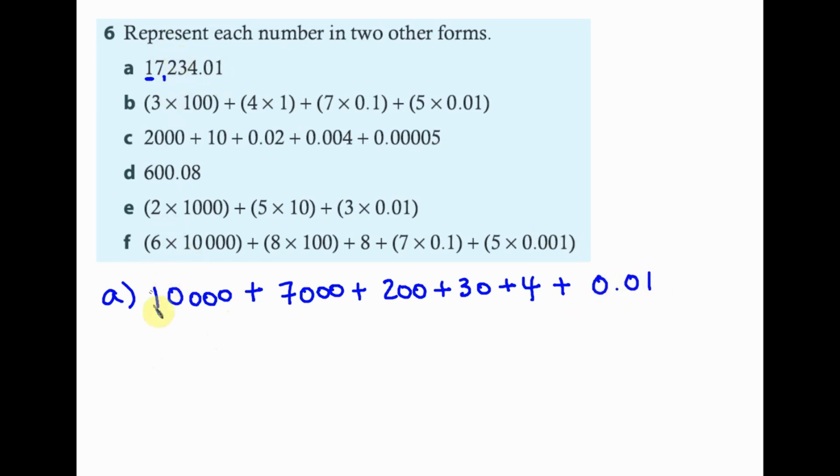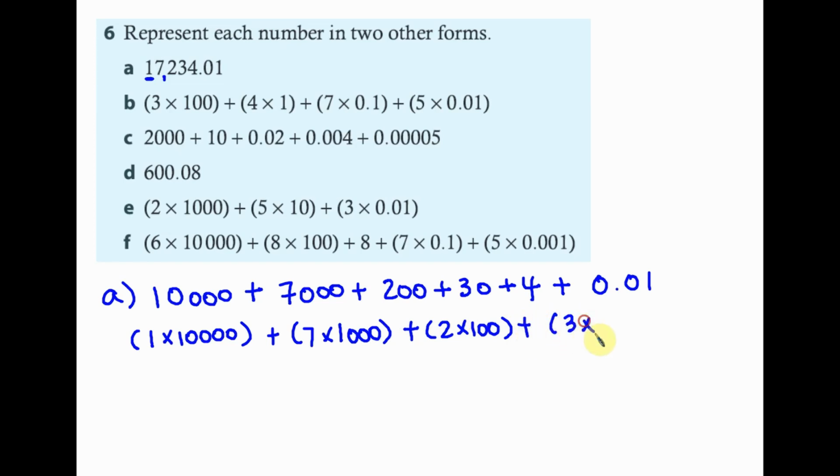Again, you could use a multiplication to represent this. So the first one is 1 times 10,000 plus 7 times 1,000 plus 2 times 100 plus 3 times, this is your tens, and then 4, but then 4 times 1, don't forget to write 1, and then you have just one last one. You have this 1 is actually 0.01's place value.